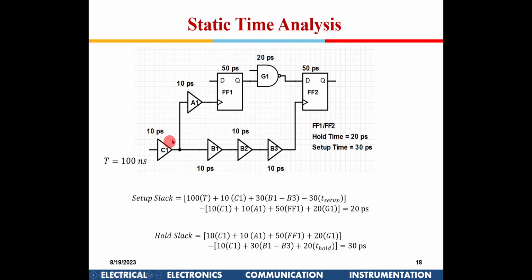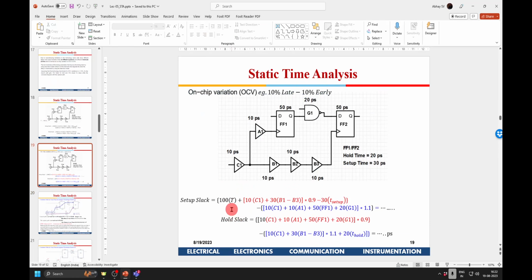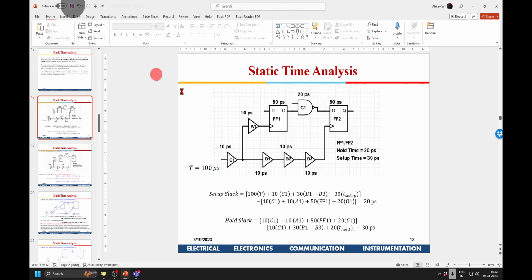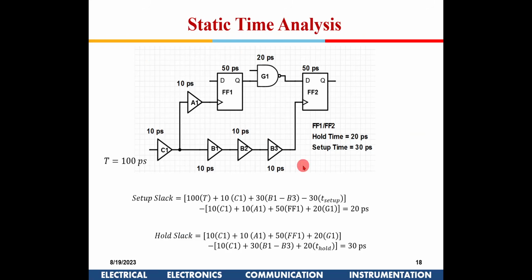Now here in the data path, 10, 10, and this is 50. 20 is the delay of here, right? So I get this is the slack, 20 picosecond. This has to be pico, I guess. So this example is a picosecond example. So this is the slack.